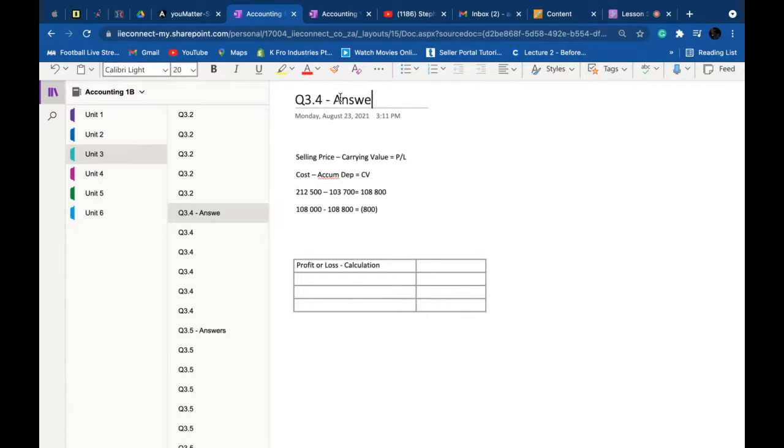So you asked, how did we get the 212,500? If we look at the actual question there, at the asset register table, you'll see they say date purchased from and then cost. So that's where we got the 212,500. No problem. Okay.